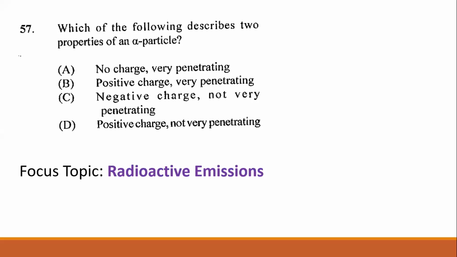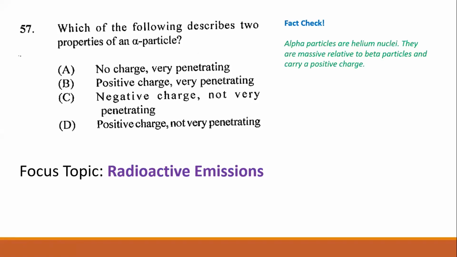Number 57, which of the following describes two properties of an alpha particle? Now, alpha particles are synonymous with helium nuclei, which means that they have positive charges, which would eliminate A and C. And we also know that alpha particles are not very penetrating. So that's D.